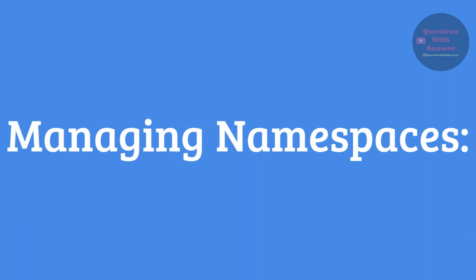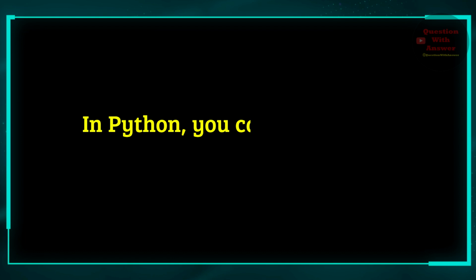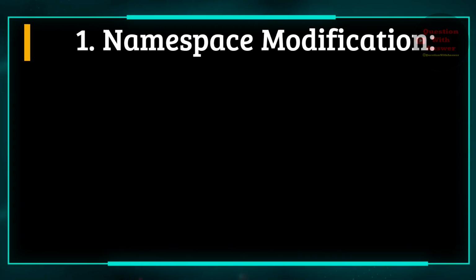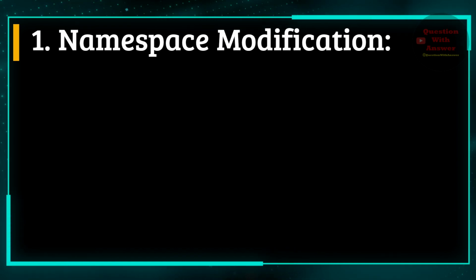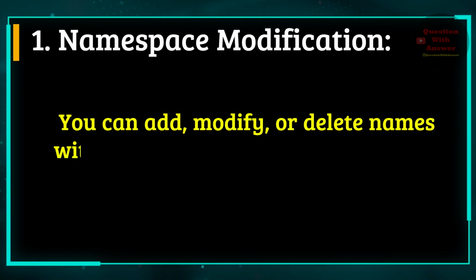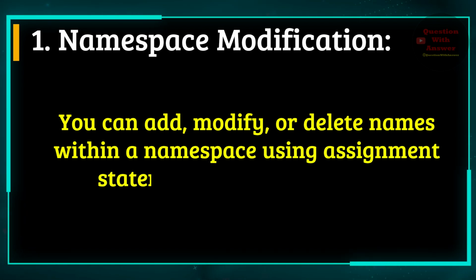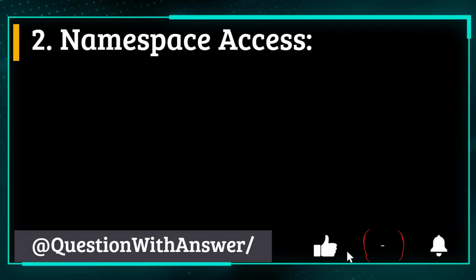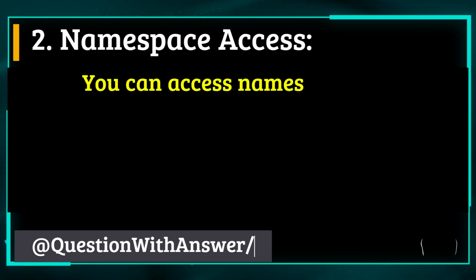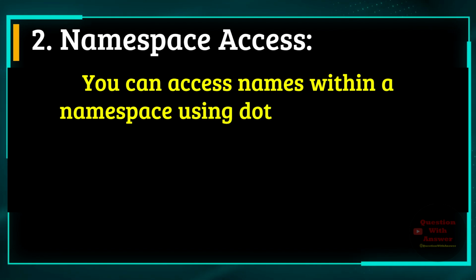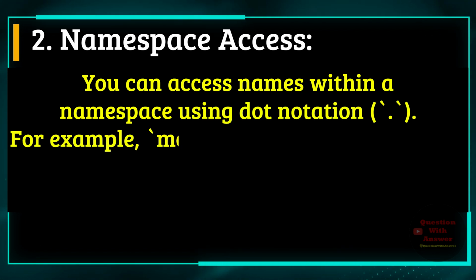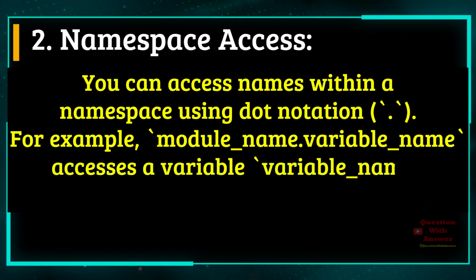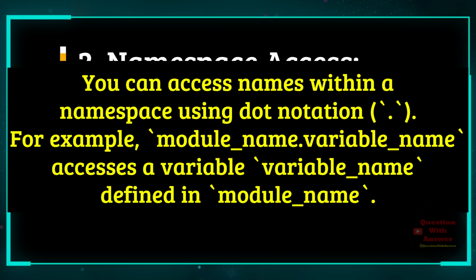Managing namespaces. In Python, you can manipulate namespaces using various techniques. 1. Namespace modification. You can add, modify, or delete names within a namespace using assignment statements or del statements. 2. Namespace access. You can access names within a namespace using dot notation. For example, module_name.variable_name accesses a variable_name defined in module_name.